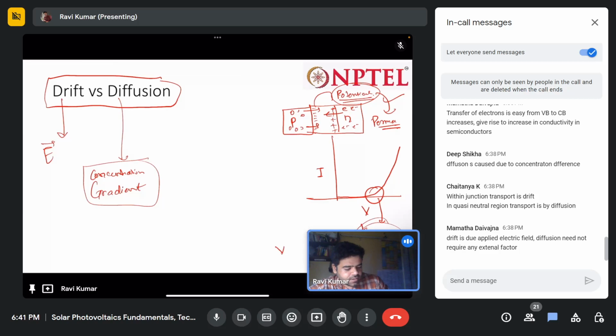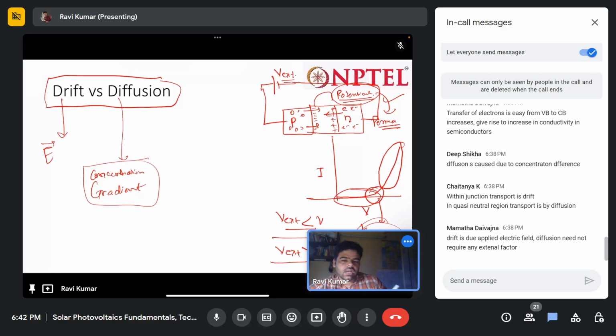If we are just applying a potential here, so we are having V external. Whenever V external is more than this V potential, this is the range we will get, and whenever V external is less than this V, this is the range we will get. So after a particular point, after this barrier, this is a barrier for us.